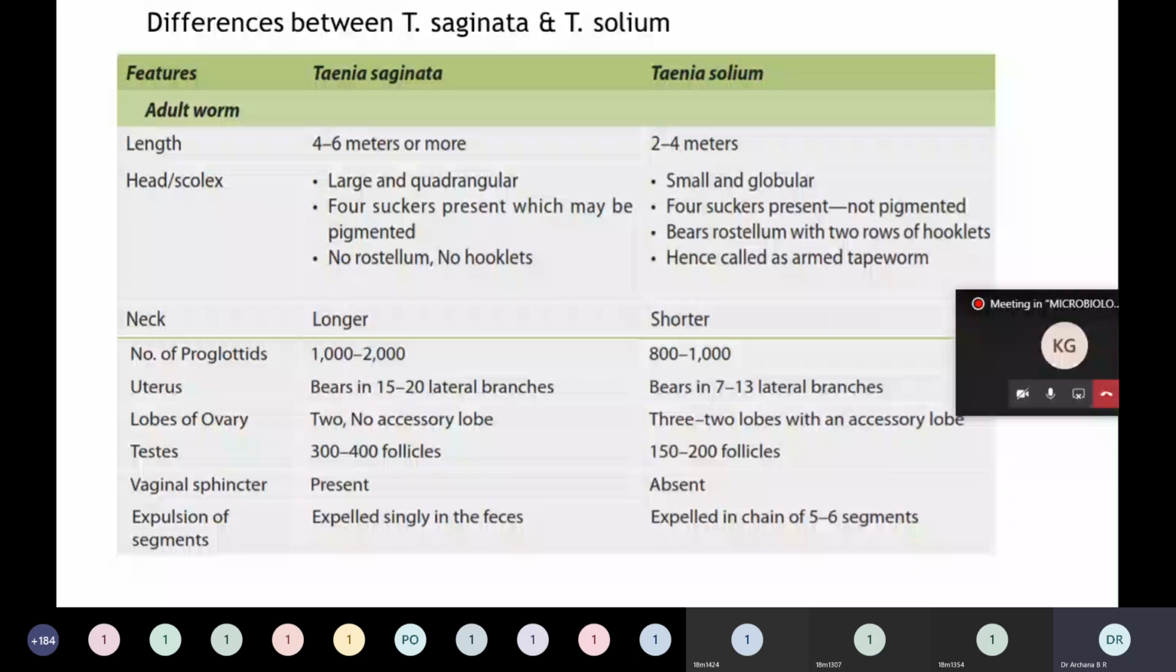And lobes of ovary. There are 2 lobes, no accessory lobe in saginata. 3 to 2 lobes with an accessory lobe are present in solium. Testes are numerous, that is 300 to 400 follicles, and in solium it is 150 to 200 follicles. Vaginal sphincter is present in saginata, absent in solium. Expulsion of segments: it is expelled singly in feces in saginata. It is expelled in chains of 5 to 6 in solium.